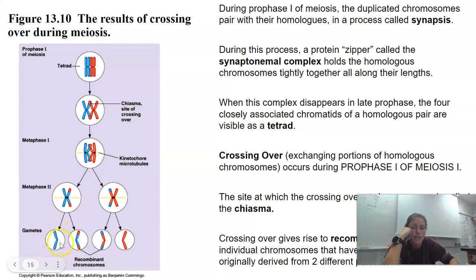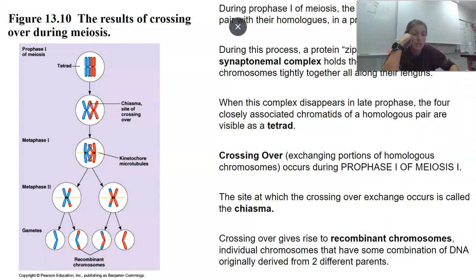This individual haploid is all dad. This is a dad and a mom combo. This is a dad and a mom combo. And then this is just a mom. Okay, and so this is crossing over. This is how we continue genetic diversity, and we call these recombinant chromosomes.